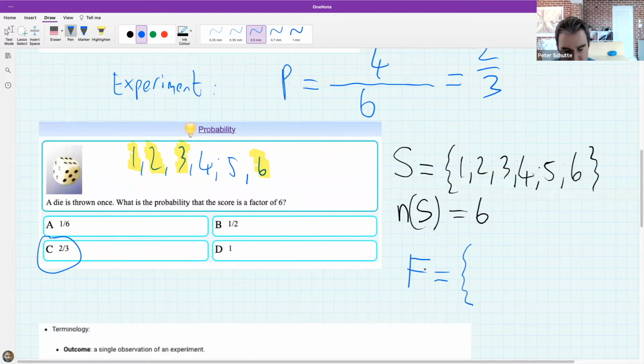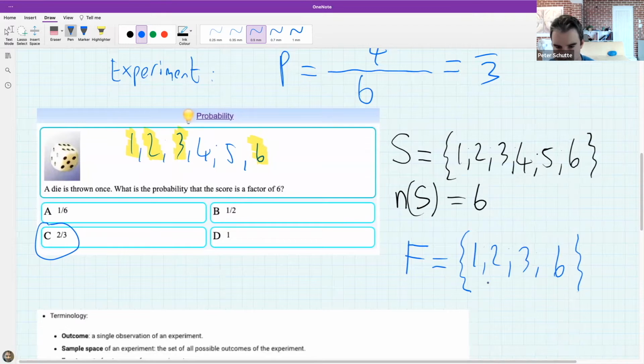That set, the set F, is the set of all items that are a factor of 6. So we would say in F, we would have the items 1, 2, 3, and 6, because all those items are factors of 6. If we then ask, what is the n of F? In statistics and probability, the n just means how many items are there in the set. And it would be 4.